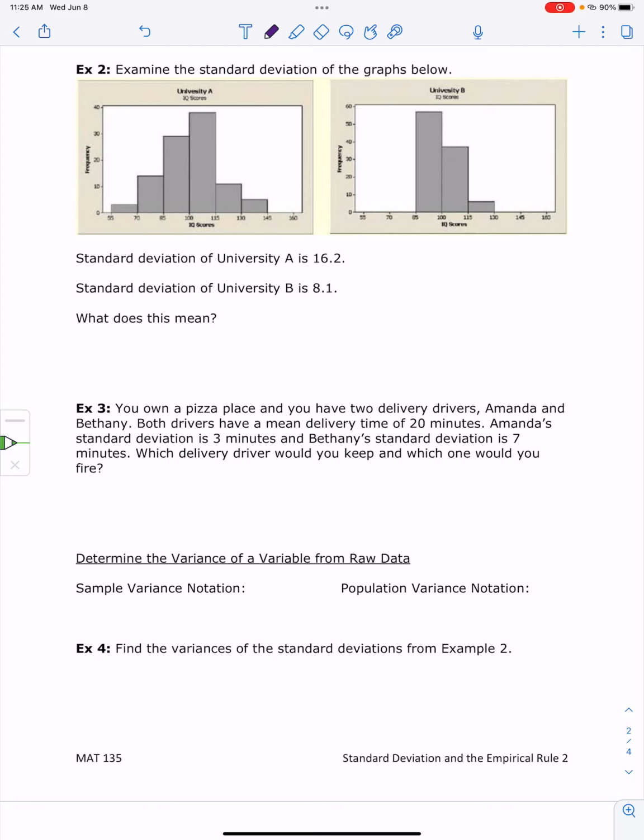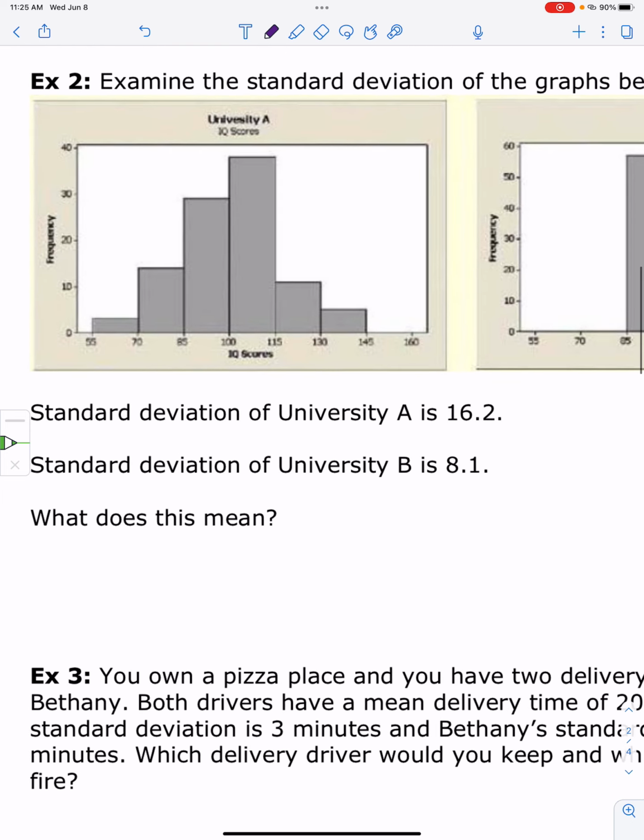These are the Mod 4.5 notes, page 2. So example 2 here, we want to compare the standard deviations of the graphs below. Notice that I tell you what the standard deviations are. The standard deviation at University A is 16.2. Again, we're talking about IQ scores.